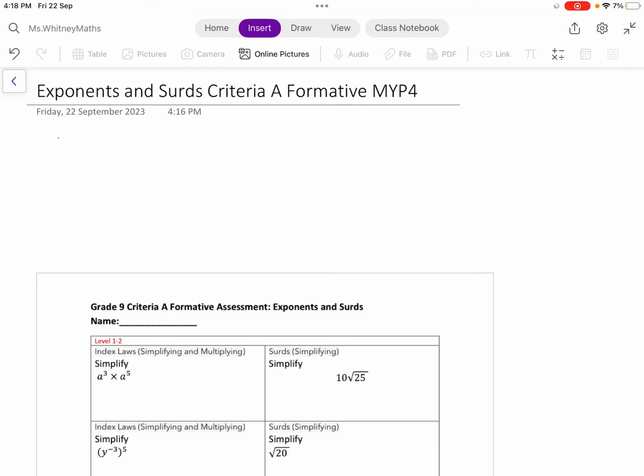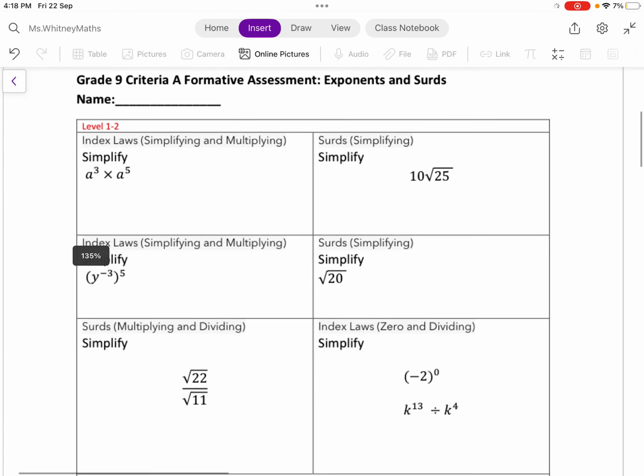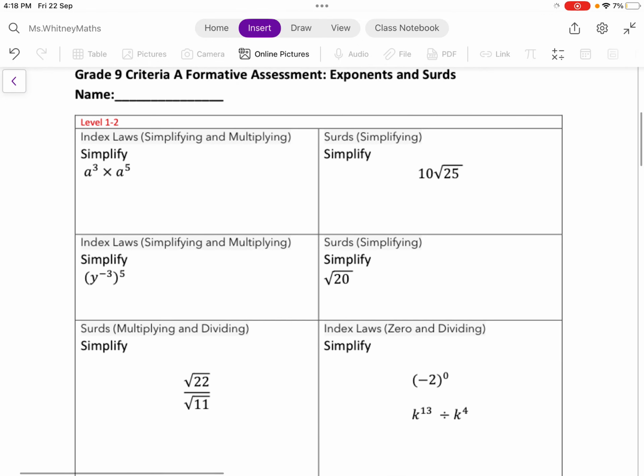Okay, we're going to go through an exponents and surds criteria A formative. We're going to begin by having a look at the following questions. If you haven't already had a go at this, please pause the video and write them down and see where you're at, and then we can reflect together. But I'm just going to work through these questions right now.